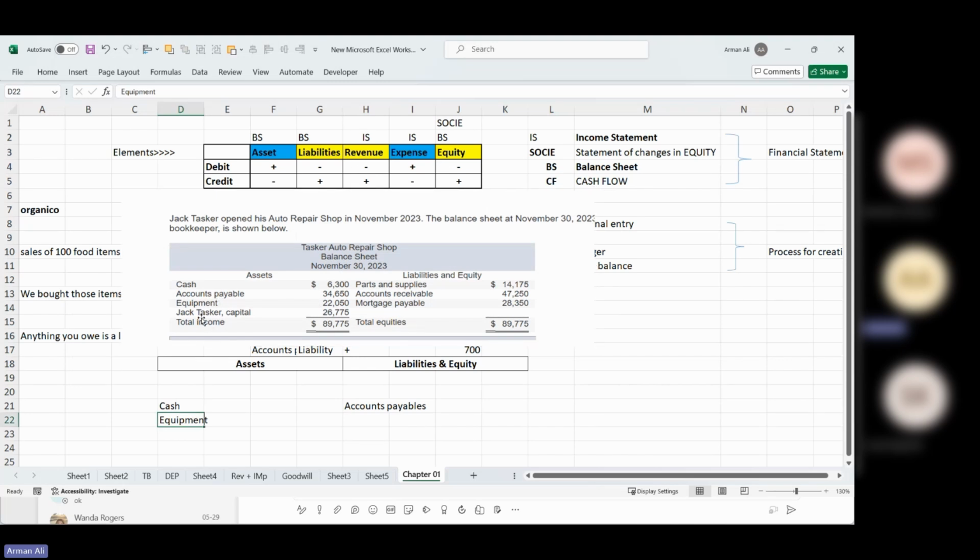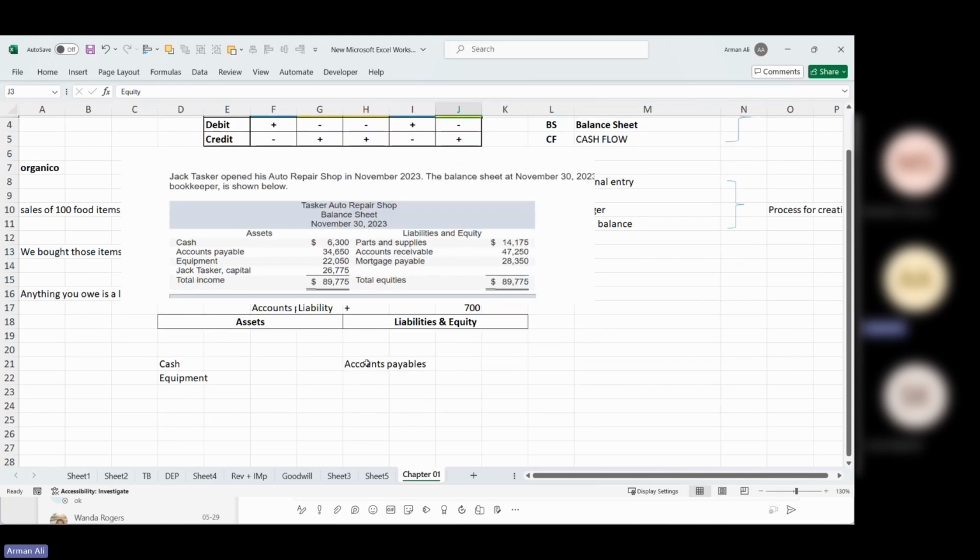Equipment, that is done. And the third thing is Jack Tasker Capital. So capital is the other name for equity. Capital is the amount of money that a person brought in the business to start the business, and they bought all this equipment and cash. That is their capital. So capital will come on the equity side, and what we do is first we leave the top room for liabilities, and towards the bottom we put the capital. That's the way it's done. It's just a rule.